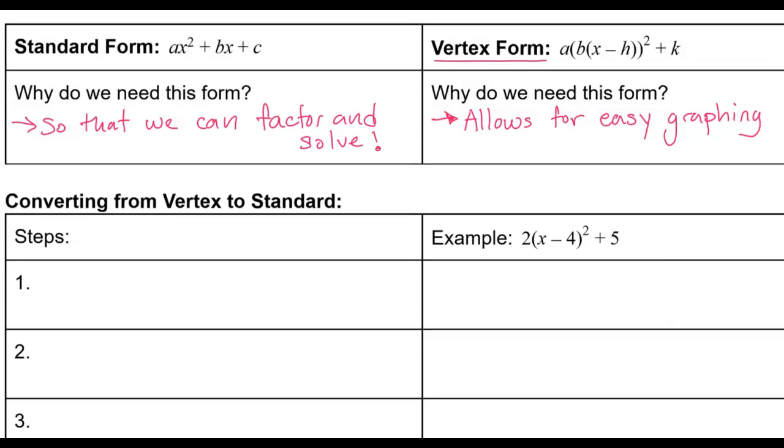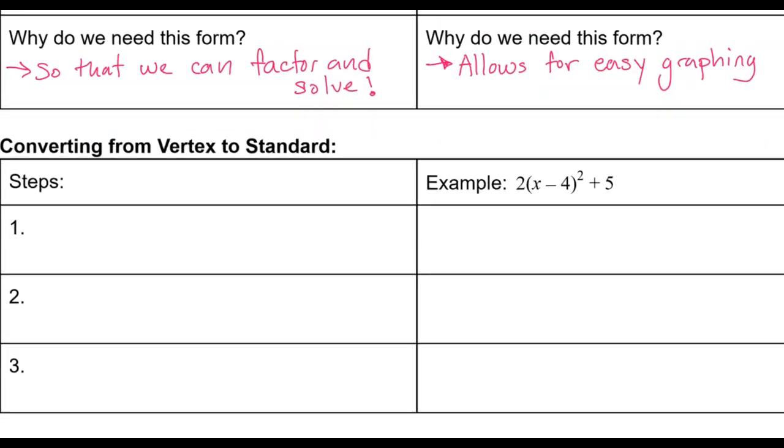But before we can factor and solve, which is actually what we're going to do next class, we need to know how to convert between these forms. Now, what we're going to do first is go from vertex, which remember is the graphing one, to standard, which is that ax squared plus bx plus c form. And I'm going to list the steps out for you. In the example that you see here, 2 times x minus 4 squared plus 5, what do you think we do first?